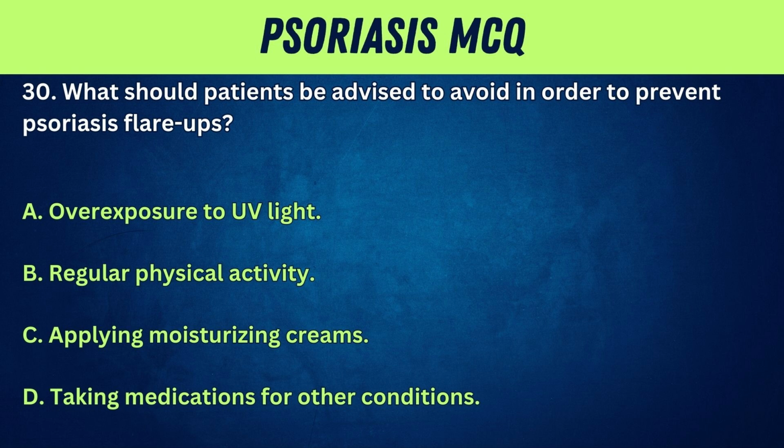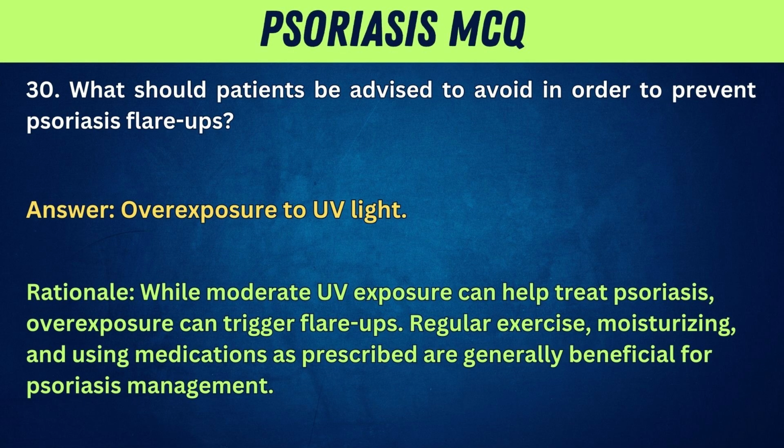30. What should patients be advised to avoid in order to prevent psoriasis flare-ups? A. Overexposure to UV light. B. Regular physical activity. C. Applying moisturizing creams. D. Taking medications for other conditions. Answer. Overexposure to UV light. Rationale. While moderate UV exposure can help treat psoriasis, overexposure can trigger flare-ups. Regular exercise, moisturizing, and using medications as prescribed are generally beneficial for psoriasis management.